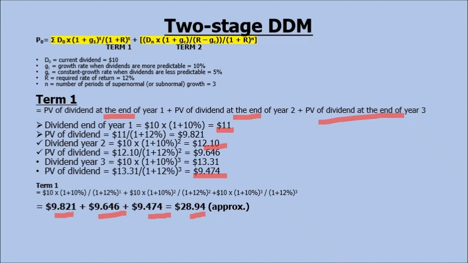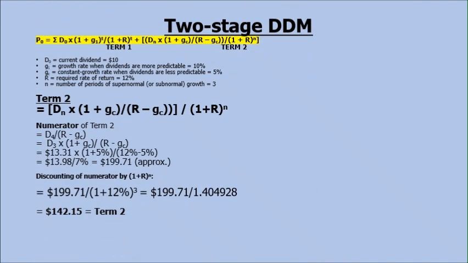Now, $28.94 is the sum of the present values of the expected dividends up to the period n, which is equal to 3 years. Hence, this is the intrinsic value of the share based on the dividends till the end of year 3. Coming to term 2 of the equation, term 2 is based on the intrinsic value of ABC shares calculated based on the Gordon growth model at the end of year n, which is end of year 3. For this, we need to use the dividend at the end of year n plus 1, not today and not at the end of year n. This is because the constant growth rate starts at n years, not today.